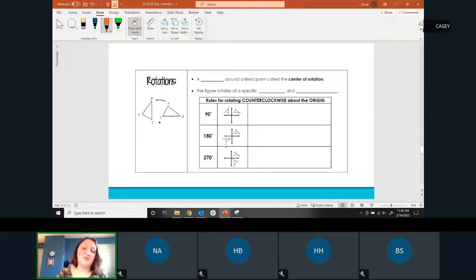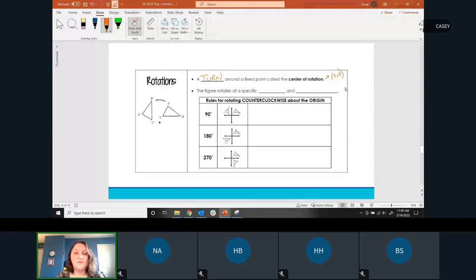A rotation is a turn. We're going to take our shape and we're going to turn it. The center of rotation for this class is always going to be 0, 0. So it might say around a center of rotation of 0, 0. Okay, cool. If you're an honors student, there's some honors content where the center of rotation is not 0, 0, and you've got some videos for that. But for everyone else, center of rotation will always be 0, 0.